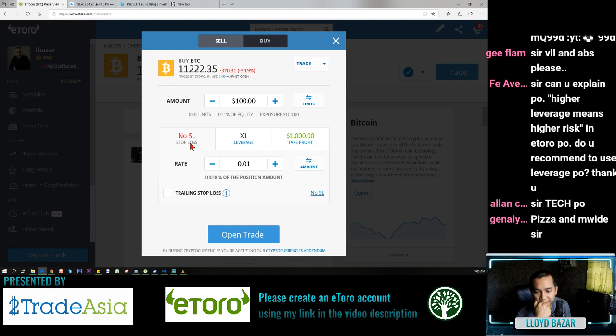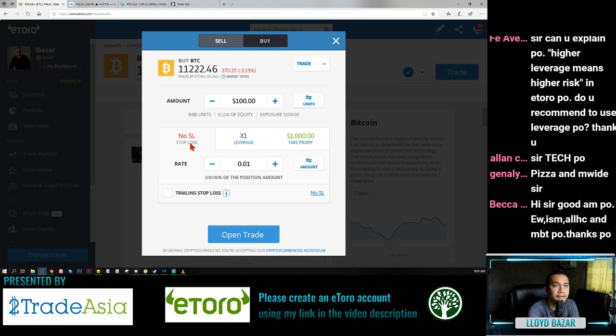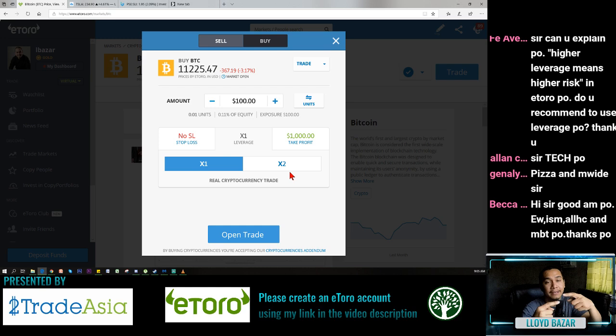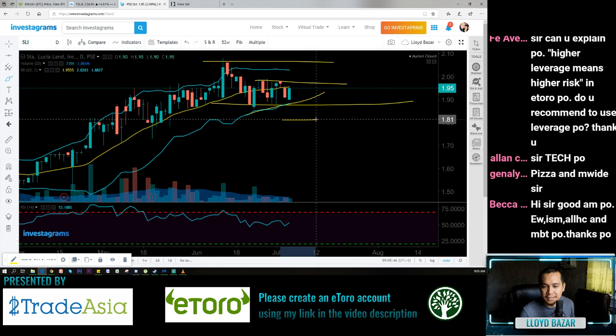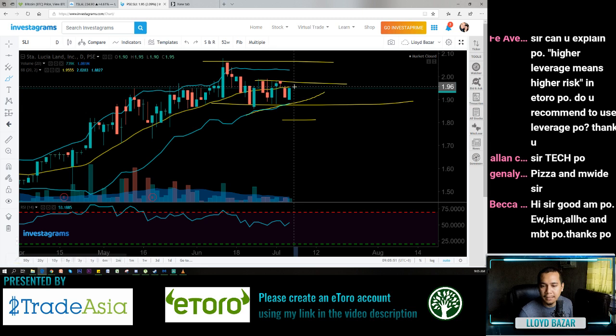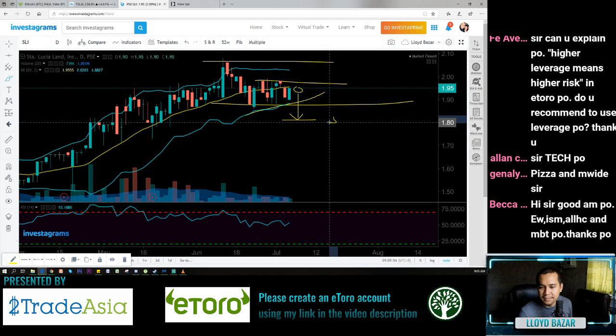And anyways, if ever you are risking 2%, and you leverage times 2, meaning your risk... because you look at the support, right? And you look for the cut loss level. For example, say Santa Lucia, this is the support. This is your cut loss level. Now, if you enter here at this point, let's say your risk here is 5%. Right? 5% of your money, you will risk.